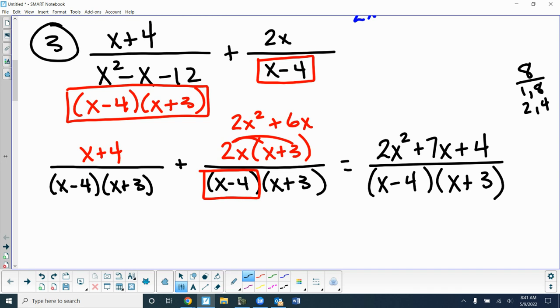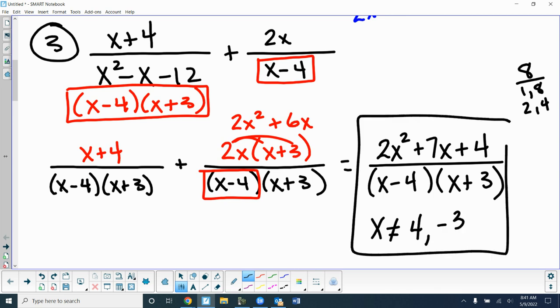But still, these first 4, I want you to identify what x is not allowed to be. So what's x not allowed to be? Positive 4 or negative 3. So make sure you put all that in your answer tomorrow on the quiz.